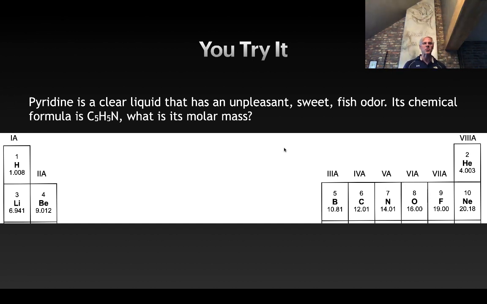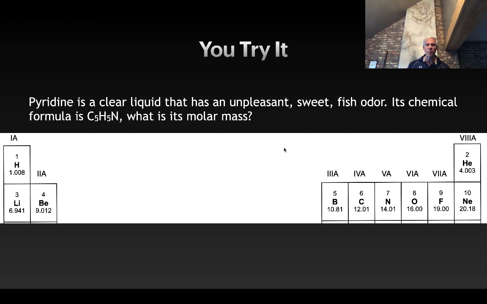Here's an example I'd like you to try. This involves pyridine. It's a clear liquid. It's very common in organic chemistry laboratories. It is a very foul-smelling chemical. I find it kind of a sugary, sweet, fishy smell. It's just nasty. But it is a very useful molecule.